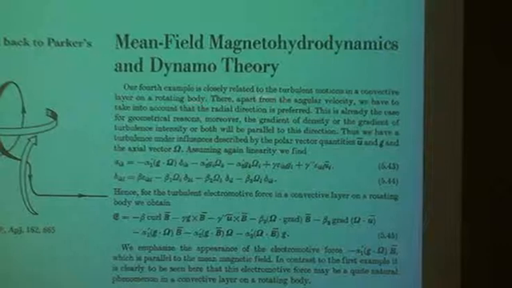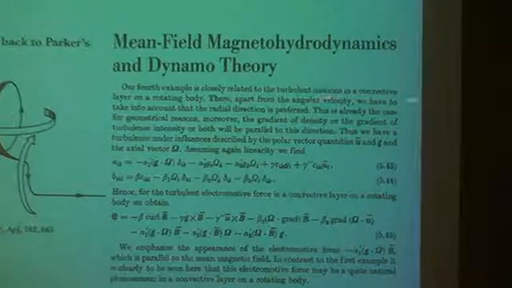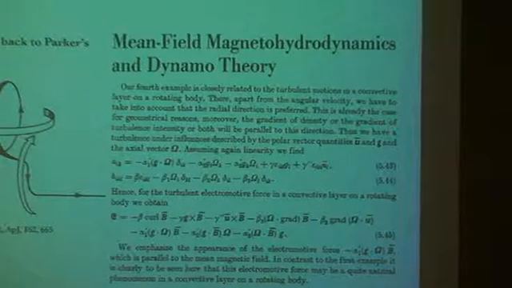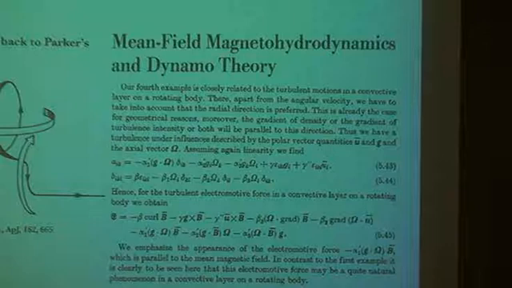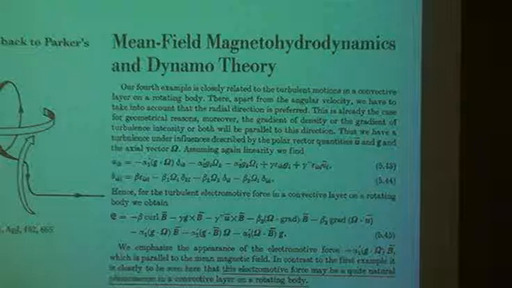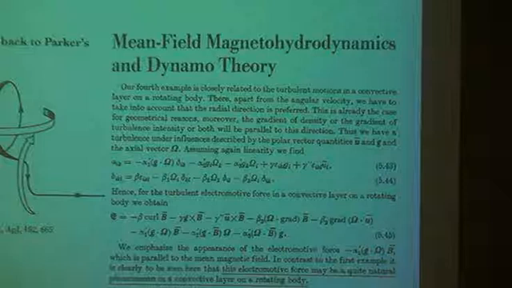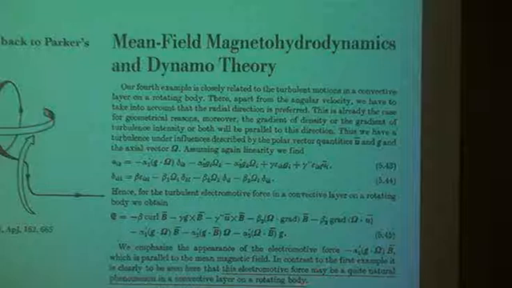So this is an example for turbulent motions in a convective layer on a rotating body. And we see here that the alpha effect has these different contributions, and the most important one probably is this one, which says that if we have rotating inhomogeneous turbulence, then we should expect to find an alpha effect, and it's even noted here that this should be a quite natural phenomenon in a convective layer on a rotating body.